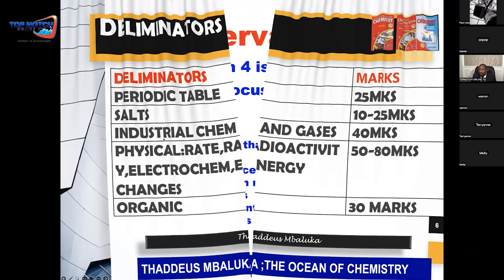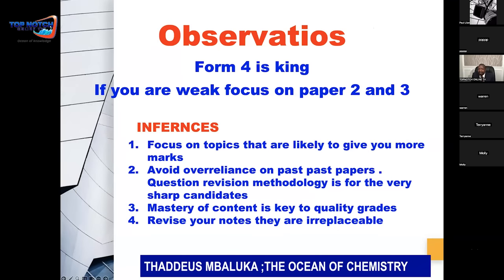Observations. From the analysis that I've done, what can we observe and what can we infer? We are pragmatic, we are very practical. What conclusions have we been able to observe there? That form four is key, because paper two is mostly form four work. 70% of paper two is from form four work.